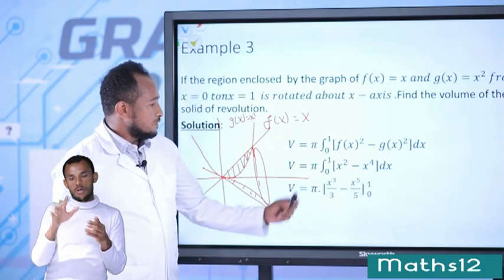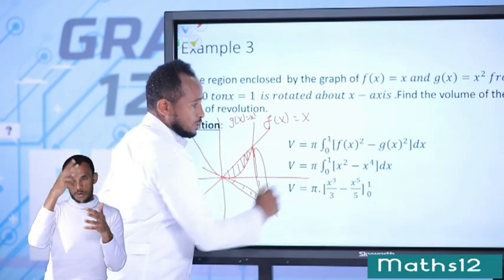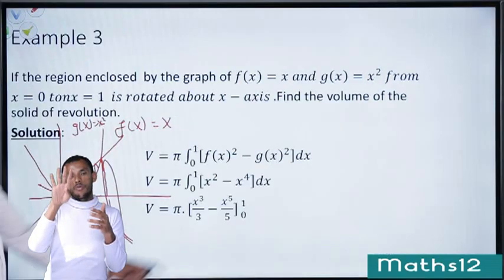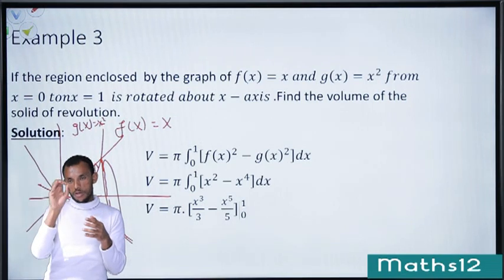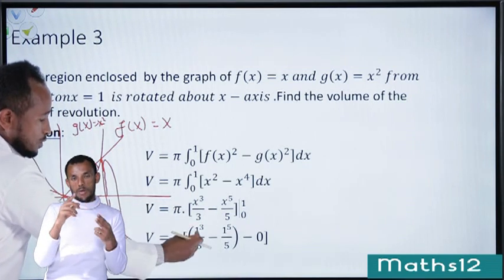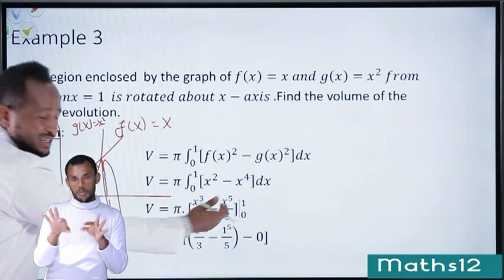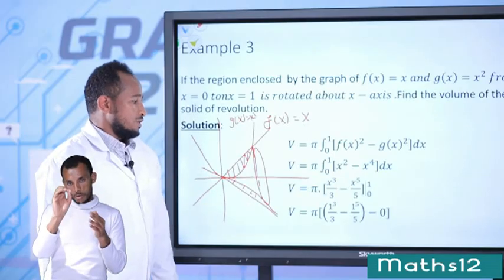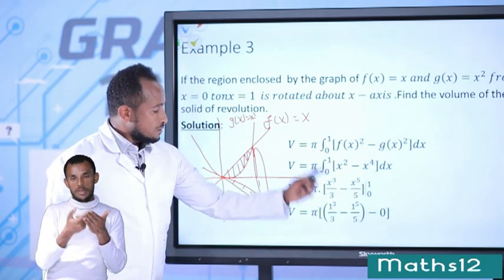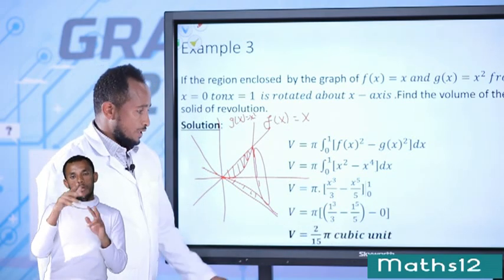So the integral of x squared is x cubed over 3. The integral of x to the power of 4 is x to the power of 5 over 5, on the interval 0 to 1. So first put 1 on this expression: pi times 1 cubed over 3 minus 1 to the power of 5 over 5, minus, when you put 0 here, it becomes 0. So your answer will be 1 over 3 minus 1 over 5. This will be 2 over 15. You will have 2 over 15 pi cubic units. So that's it.